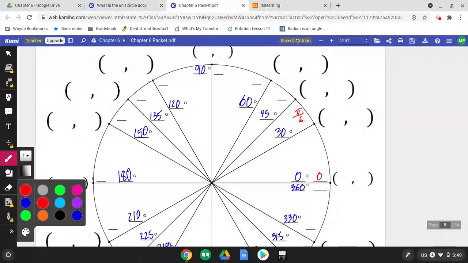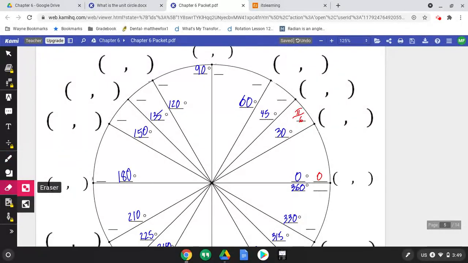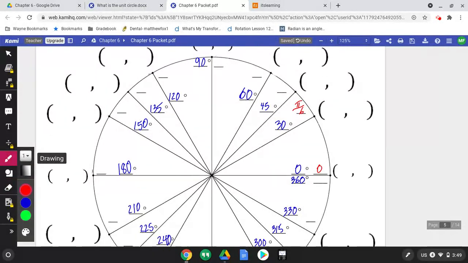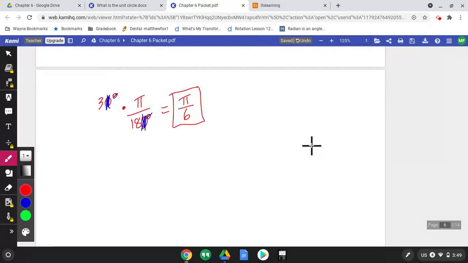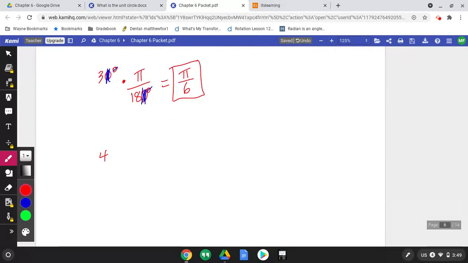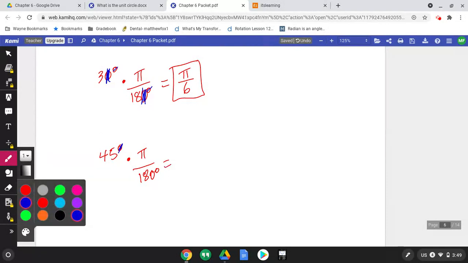Let me rewrite that: pi over 6. If we wanted to, we could calculate every one of these. For the next one, 45 degrees, we do the same exact thing. We multiply 45 degrees by pi divided by 180 degrees, and once again degrees cancel. 45 goes into 45 one time, so we're left with just pi on top. It goes into 180 4 times. We're left with pi over 4.